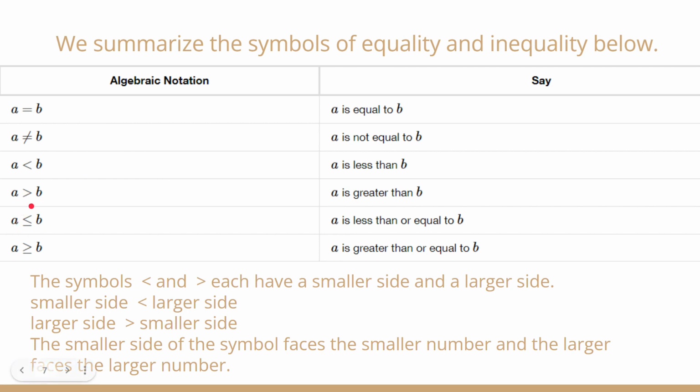For this one, you see a line at the bottom of the symbol. This means that a is less than b or equal to b. So b may be 7, then a can be any number smaller than 7, or 7. And the same with the last one. A is greater than or equal to b, which means that a can be 8 and b can be any number less than a, or 8.